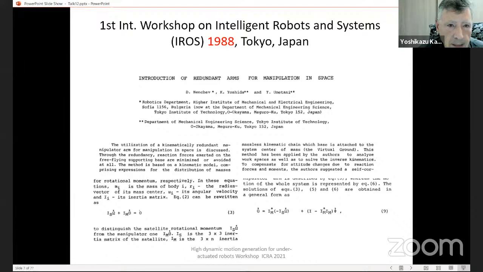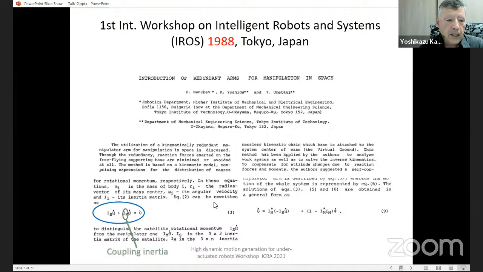Further on, a bit fast forward, in the 90s, I moved to Japan, and free-floating space robots were quite a hot topic at that time, in Professor Nenchev's laboratory. So I came up with the idea to put a kinematically redundant arm on a satellite base and to see what happens. This was the first time that I came across this equation. This is the angular momentum equation, which has a 0 on the right side, because in zero gravity you have the conservation of angular momentum.